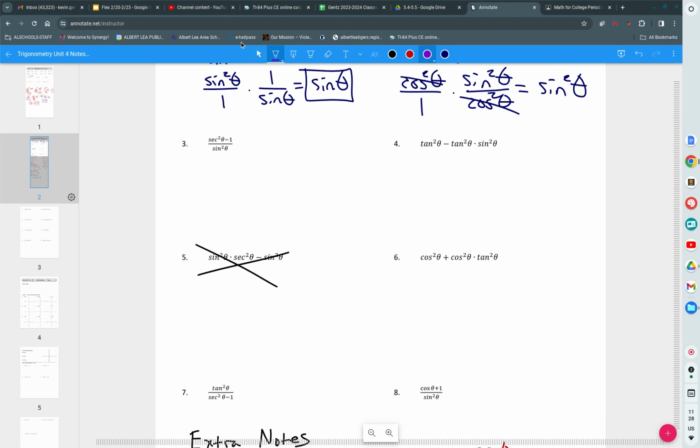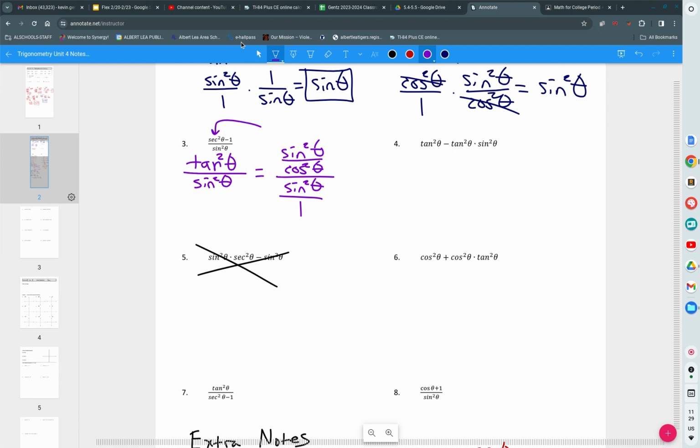Anytime you see a squared and a 1, think of something you can plug in. We just did it. What can you plug in for secant squared minus 1? Got tangent squared divided by sine squared. Notice this one is dividing. We could write that as sine squared of theta over cosine squared of theta, all over sine squared of theta over 1.